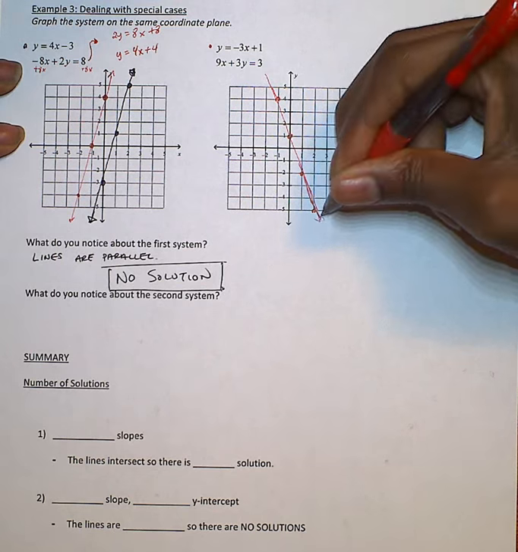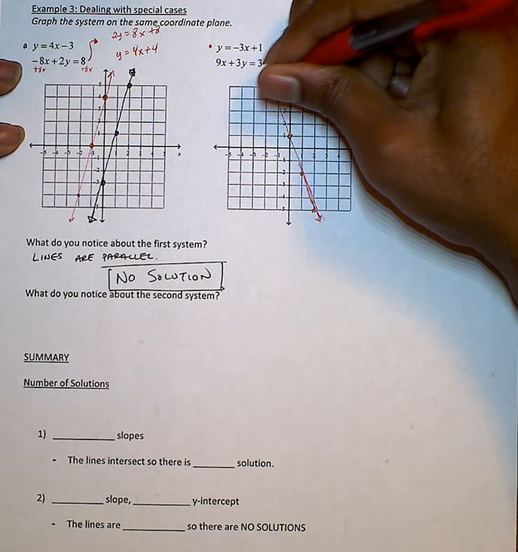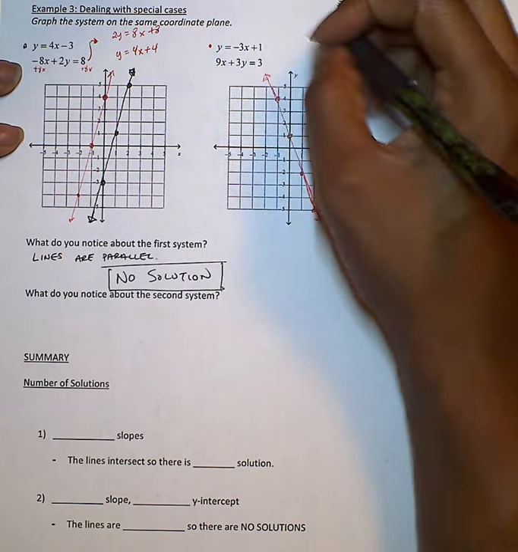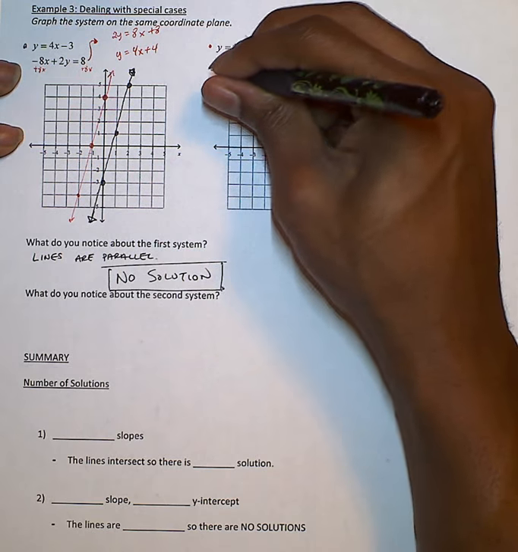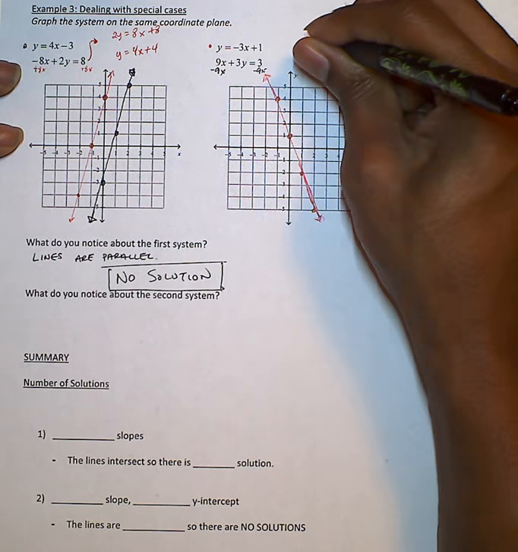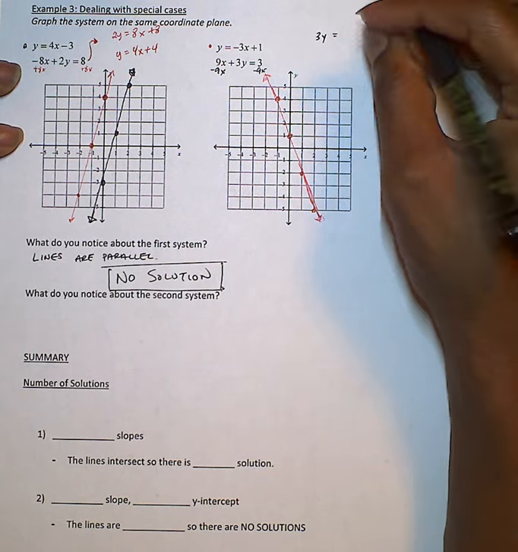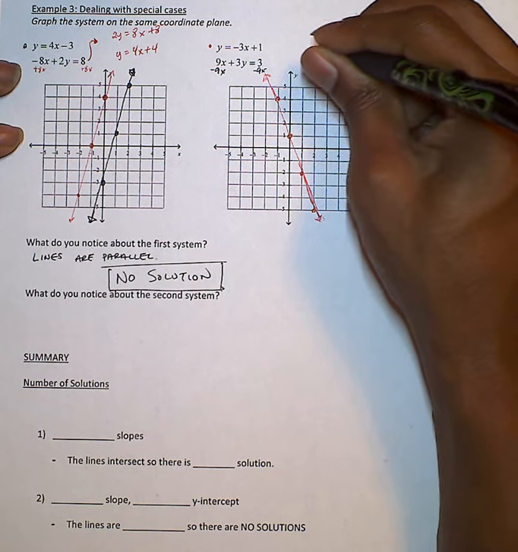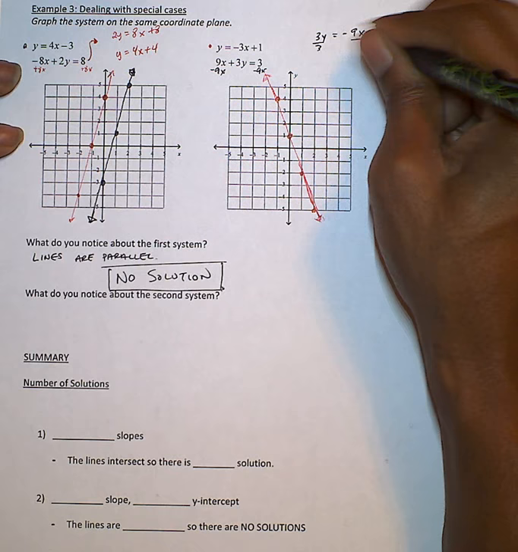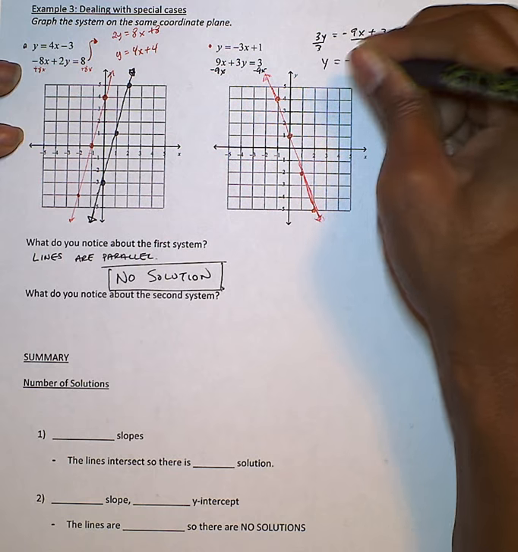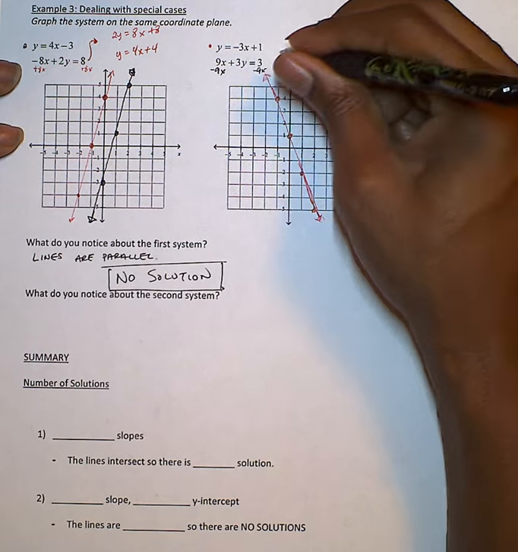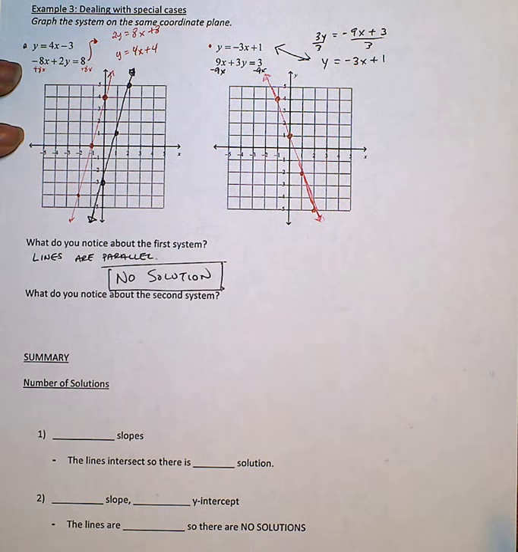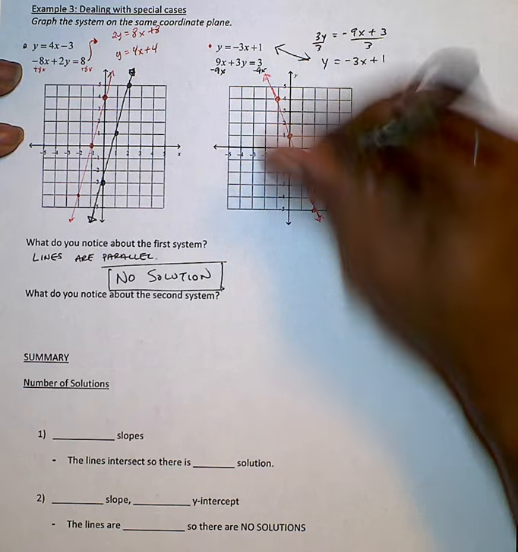Alright, the second line, remember I want to get it in slope-intercept form. That's where we make the least mistakes. And so I will try to get y by itself. So 3y equals negative 9x plus 3. Then I'll divide by 3 on both sides, and I get y equals negative 3x plus 1. And hopefully you see these are the same line. Okay, I could draw this on top of it, but I'm not.